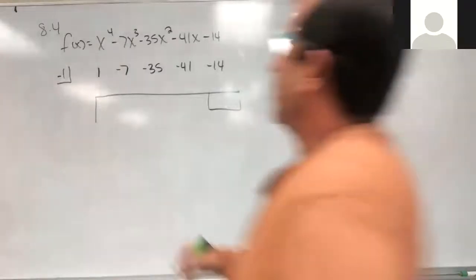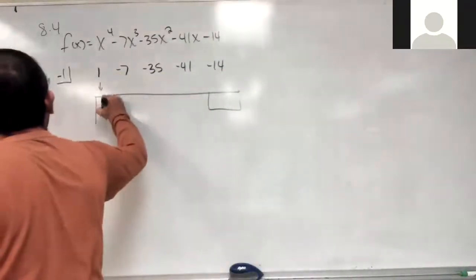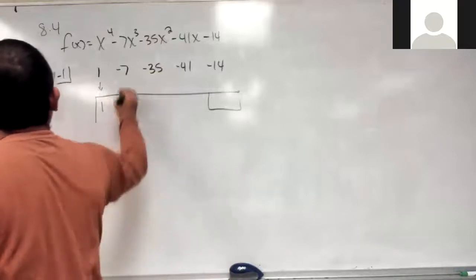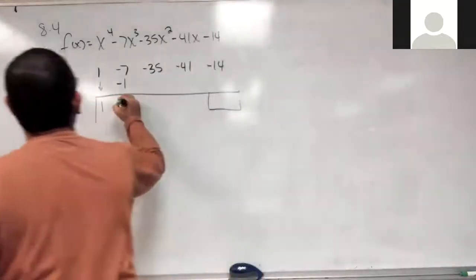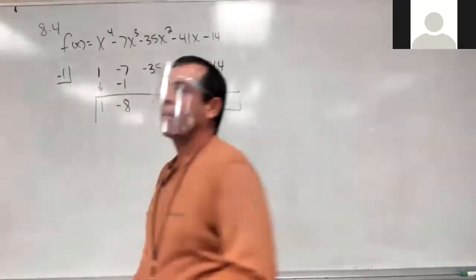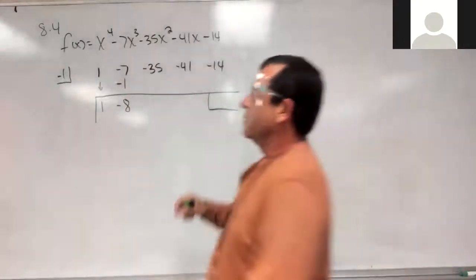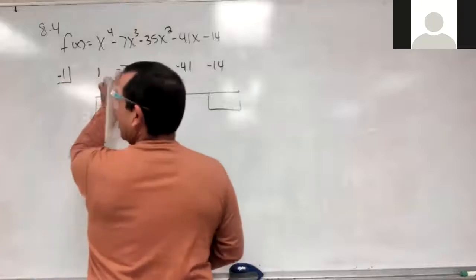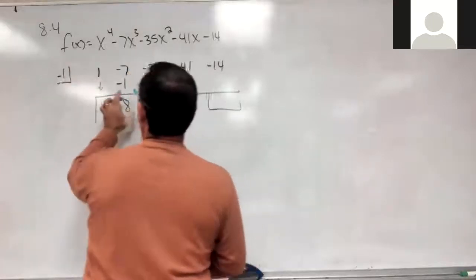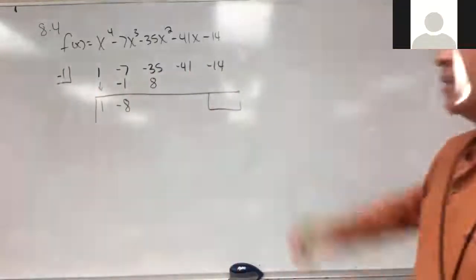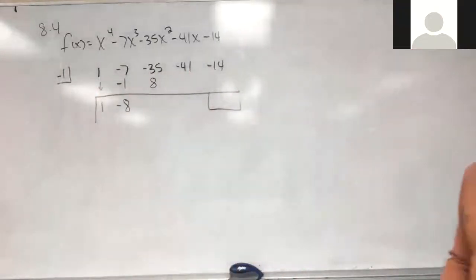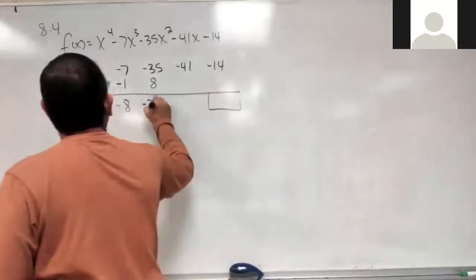Okay, so here we go. We're going to bring the 1 down, and then multiply 1 times -1 is -1. Add -7 to -1, get -8. So what you do is you're multiplying to get the next number, and then multiplying to get the next number. So I'll multiply this -8 times -1 to make that an 8. Then we're going to add that column: -35 and 8 is -27.